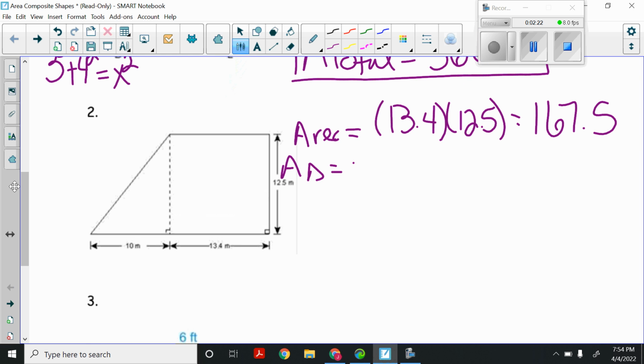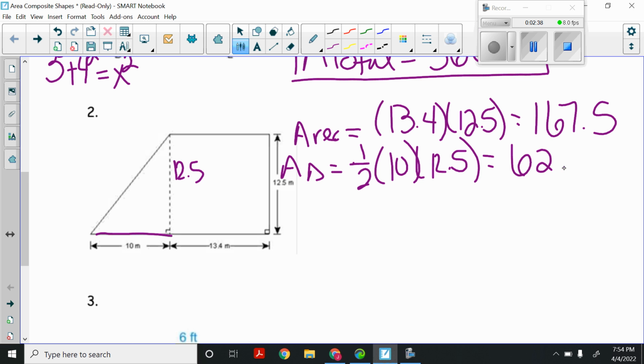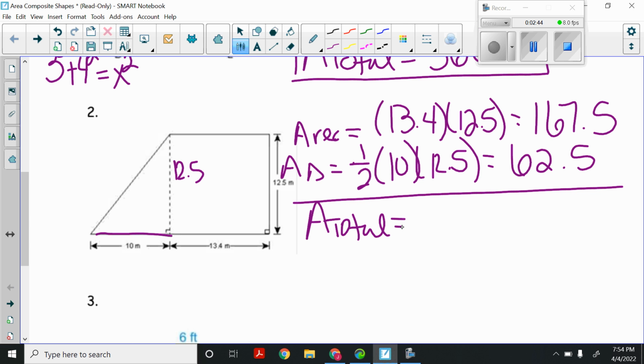The area of the triangle, again, this is 10. The height is 12.5. So 1/2, 10 times 12.5. So half of 10 is 5 times 12.5. 62.5 square meters. Add them together. So my total area is 230 square meters.